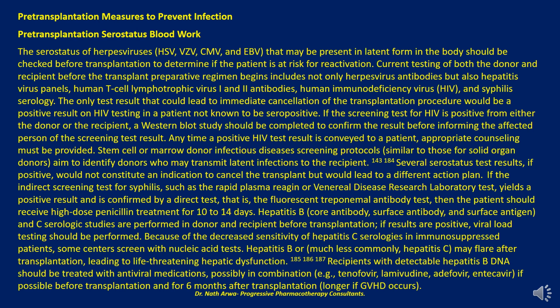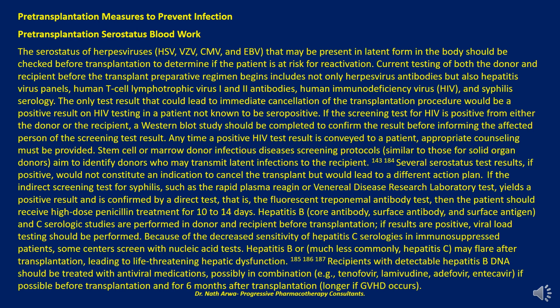We will now look at pre-transplantation measures to prevent infection. Let's begin with pre-transplantation serostatus blood work. The serostatus of herpes viruses, such as HSV, VZV, CMV, and EBV, that may be present in latent form in the body should be checked before transplantation to determine if the patient is at risk for reactivation. Current testing of both the donor and recipient before the transplant preparative regimen begins includes not only herpes virus antibodies, but also hepatitis virus panels, human T-cell lymphotropic virus I and II antibodies, human immunodeficiency virus, HIV, and syphilis serology.